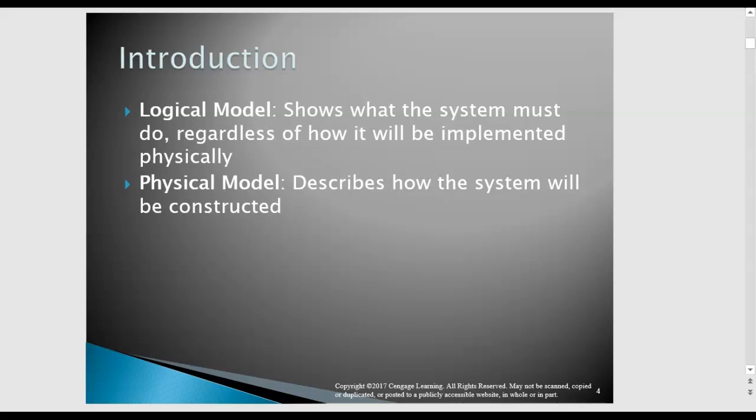Here you have the definition for logical models and physical models. Now, this connects us back to the idea that we discussed early on in the semester about how important it is for a systems analyst to document everything, document all the requirements of the system. A logical model, which is essentially your data flow diagrams, helps you show what the system must do regardless of how it will be implemented.